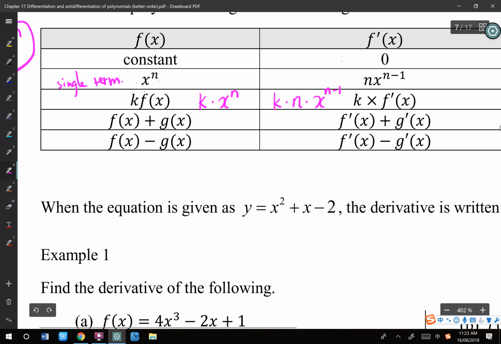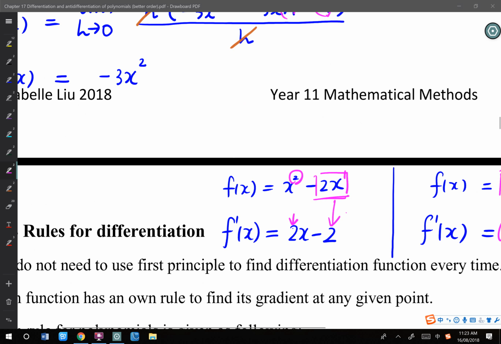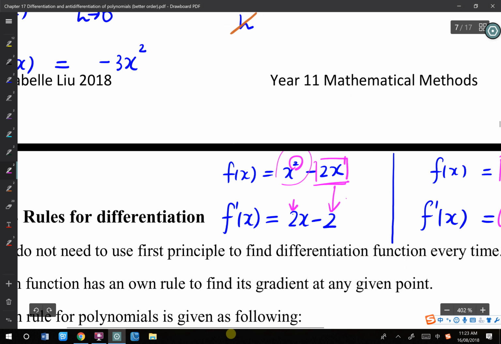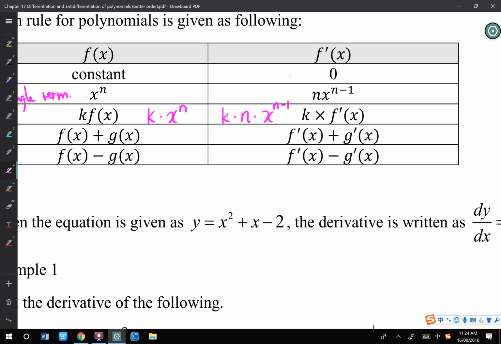How about if I have more than one term? I add all the terms together, or I subtract all the terms. What I can do is derive them separately and then add them together. For example, I can derive the 2x squared first, and then derive the 2x, and then minus the results of the two derivatives. Same as plus.